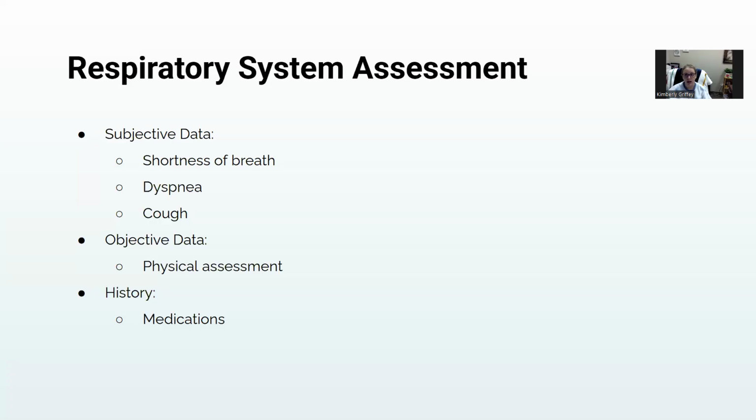And then you also want to look at their medication history. So what medications do they take every day that we would want to be aware of? Do they take certain medications that are supposed to change the way that they breathe? Is it going to increase their respirations? Things like that.